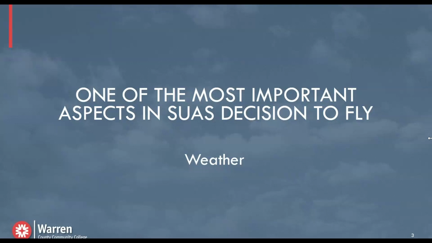This is a test question you might see on the test. One of the most important aspects in small unmanned aircraft system decision to fly is the weather. In the last class, we covered the National Airspace System, and we talked about the importance of safely navigating the National Airspace System to ensure that unmanned aircraft do not interfere with manned aircraft. And the other consideration that is most important and probably most difficult on the test is the concept of weather.